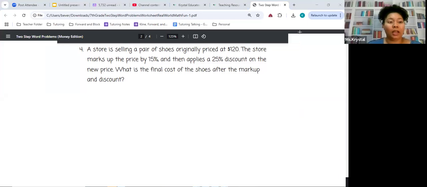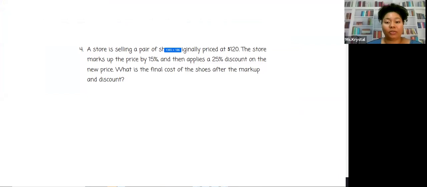Always that one piece. Okay, number 4. A store is selling a pair of shoes originally priced at $120. The store marks up. There's one of them words. Look, I want you to start calling them words out as soon as you see them. Markup means they're going to be more expensive. Marks up the price by 15% and then applies a 25% discount. Oh my goodness. That's subtraction on the new price. What is the final cost of the shoes after the markup and the discount?